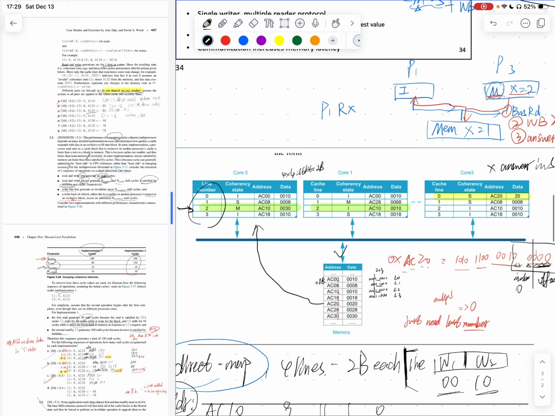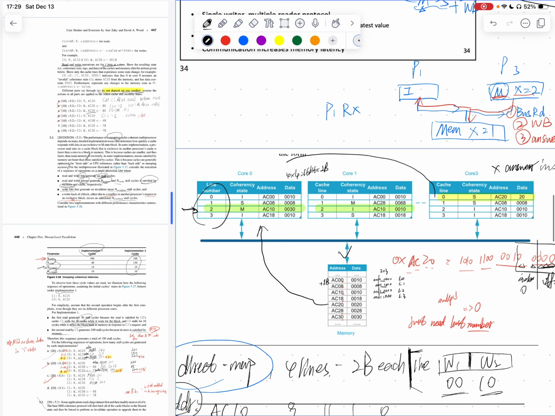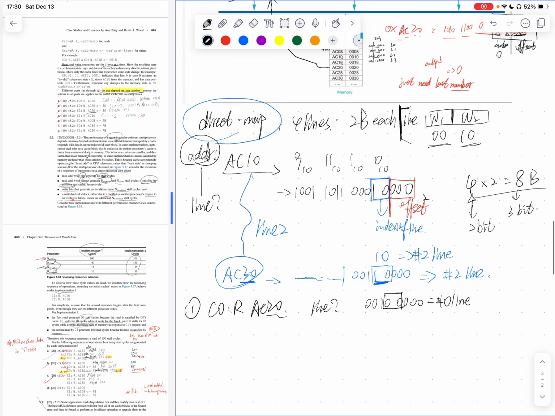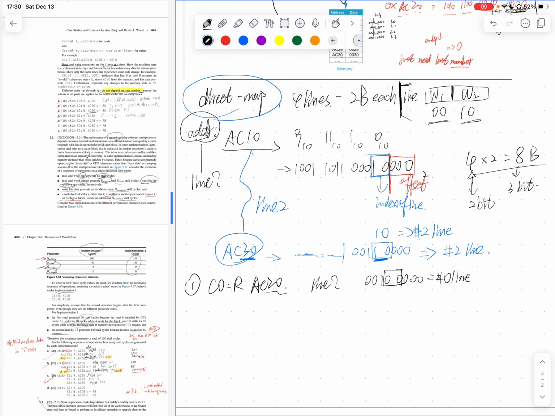And if you can see some trends, right? It is setting in the cache line 0. So AC20 will go to line 0. That works for all these questions. It doesn't matter too much, but you should know that you should get it from memory. So what changed? It just changed line 0.